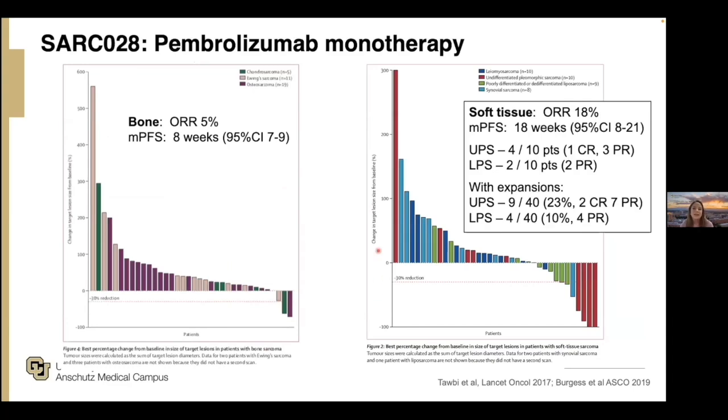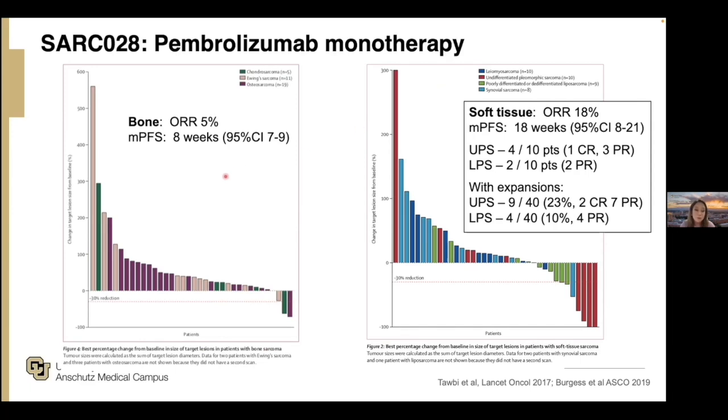So let's take a second and kind of look at the first major clinical trial for sarcomas and checkpoint inhibitors, which is the SARC-028 study of pembrolizumab monotherapy. So this is an open label phase 2 study run in 2 parallel cohorts for bone sarcomas shown here, and then for 4 different kinds of soft tissue sarcomas, and the types are shown up here.